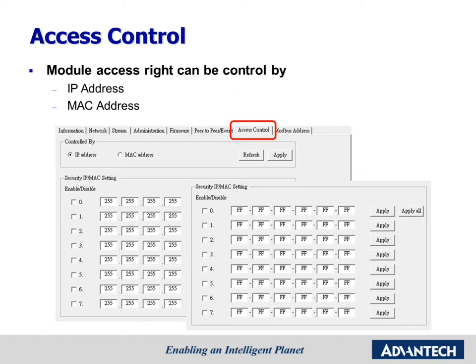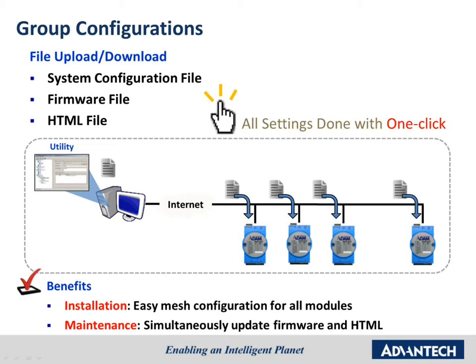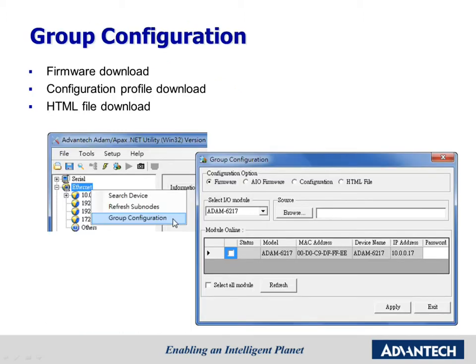The group configuration function can help you configure all settings to multiple modules with just one click, which means the user can configure many modules at one time. Here are the steps to do the group configuration on ADA modules. Right-click on the Ethernet icon and click on the group configuration task. Choose the configuration option and select the correct I/O module.